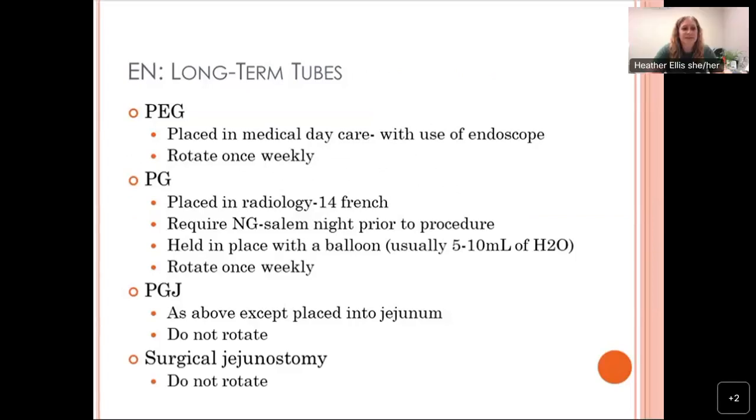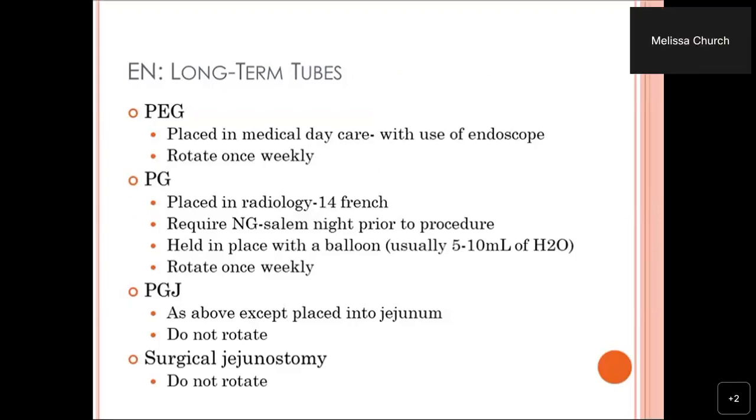Absolutely. I think that's something that the staff would probably find really beneficial, because I know I still even have issues sometimes with the difference between a PEG and a PG. PGJ is pretty much a given, and then just, again, remember not to rotate those guys. But yeah, I think just that they know how to identify, if you have some tips for us.